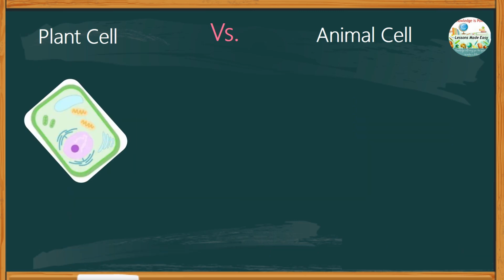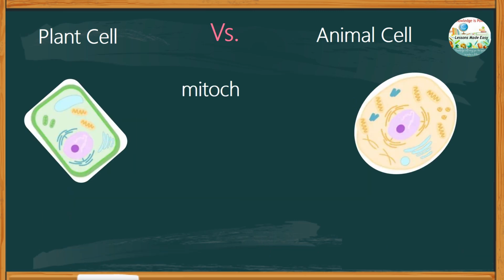Both plant and animal cells have mitochondria, but the arrangement and structure of mitochondria can vary between the two cell types. Mitochondria in plants are fewer in number compared to animal cells. Here are a few reasons why. The first one is lifestyle and environment.